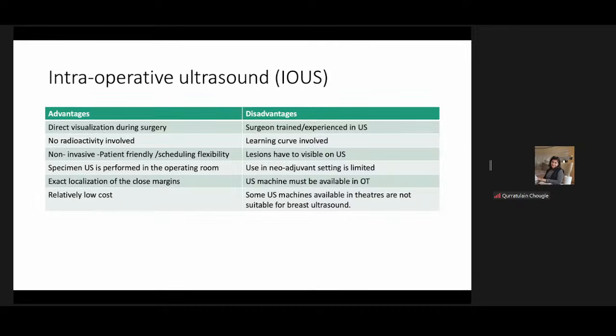Disadvantage is that we need to be trained in the use of an ultrasound, and we have to have experience in using ultrasound. There is a learning curve involved. Lesions have to be visible on ultrasound. The use in neoadjuvant setting is limited, and an ultrasound machine should be available, and some ultrasound machines are not suitable for breast ultrasound.